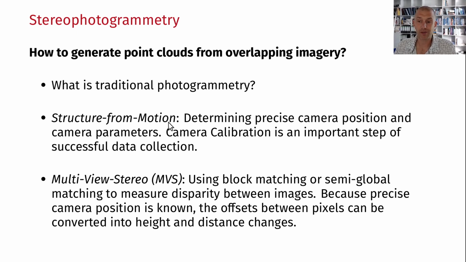Structure from motion is the step where you identify matching key points between images that allow you to better and more precisely calibrate your camera and determine camera position. And the second step that you usually apply is multi-view stereo, or the densification step, where you're calculating the disparity or the offset between the different view angles that you have collected before.